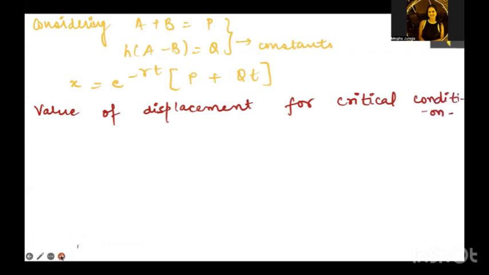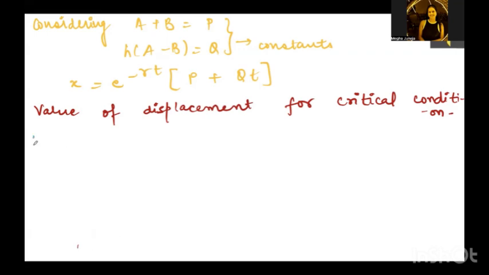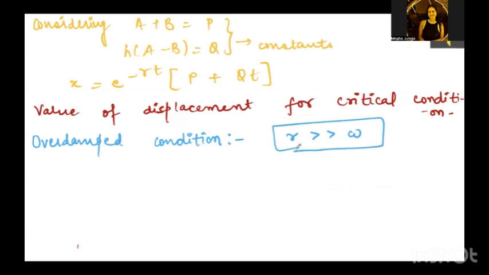And similarly, if in case we move on to the next one, so which next one do we have? Overdamped condition. Which one is the overdamped condition? So basically, our overdamped condition is one in which the value of R is going to be very, very much greater as compared to the initial frequency omega.